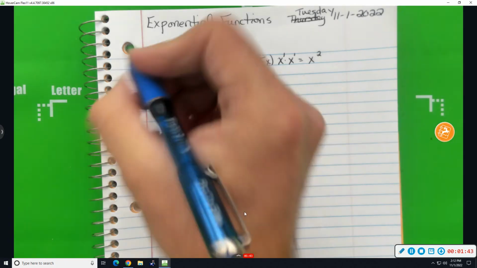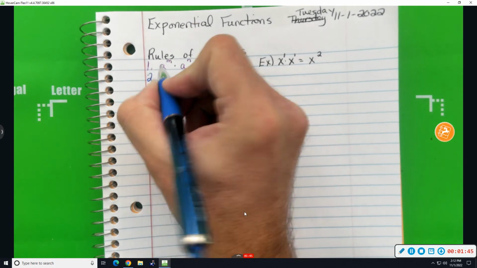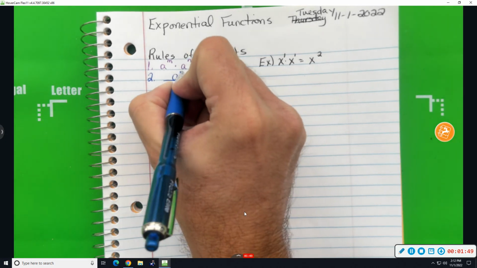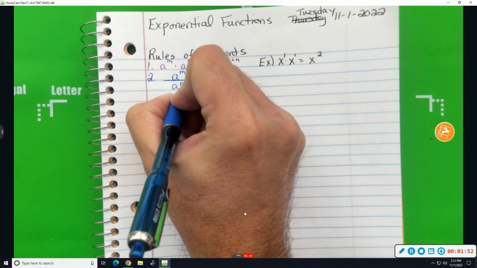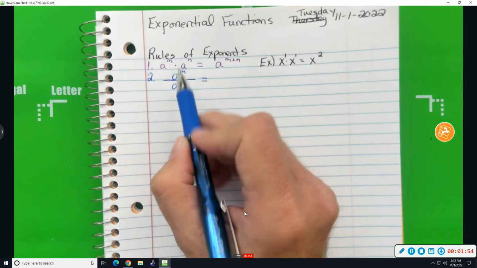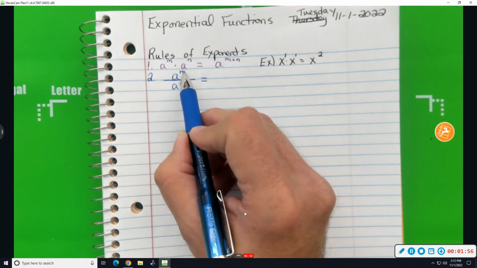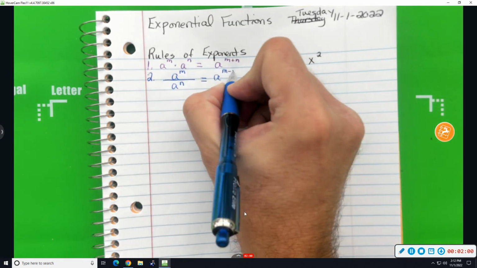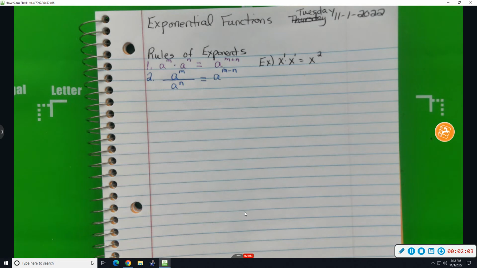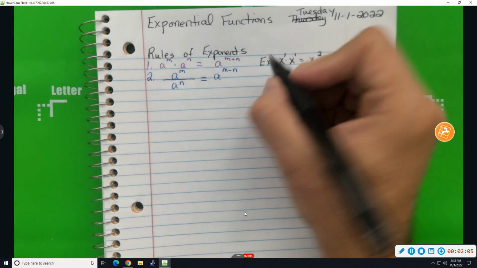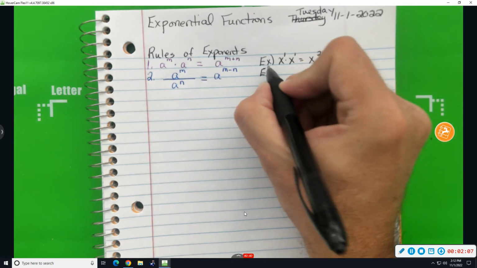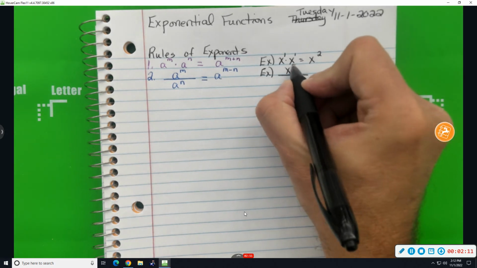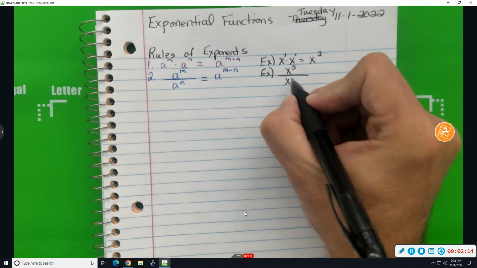The second rule you've used every time you've canceled stuff like this. A to the m over a to the n. If you have the same base, to divide that, you subtract the exponents. And you've used it. For example, if we had something like this, x to the fifth over x squared.